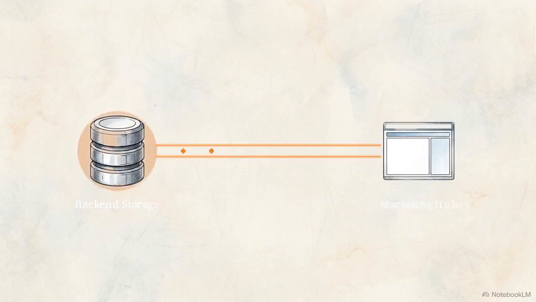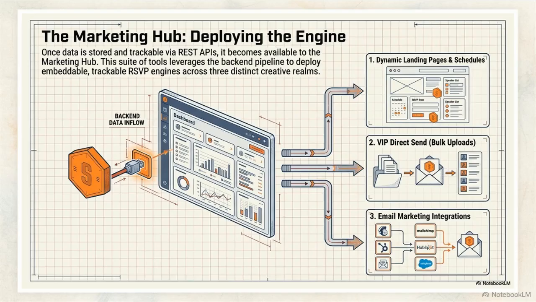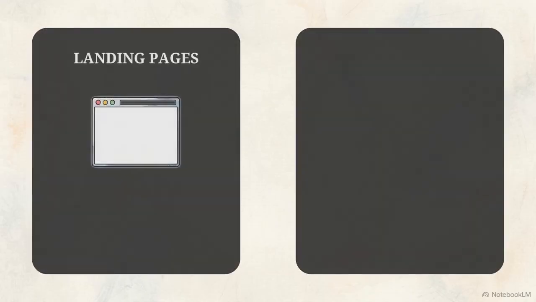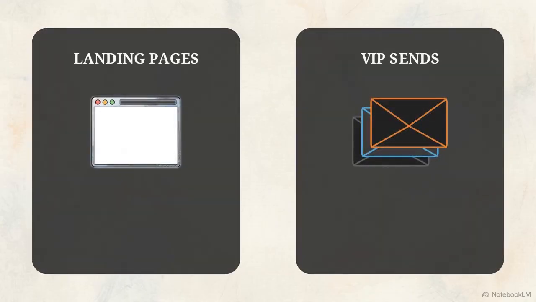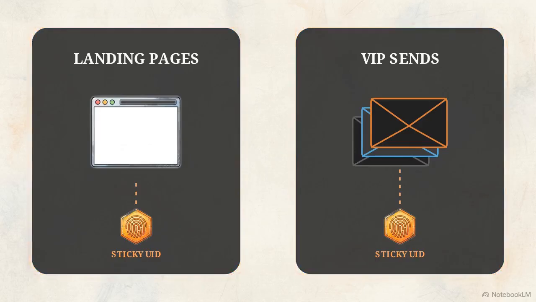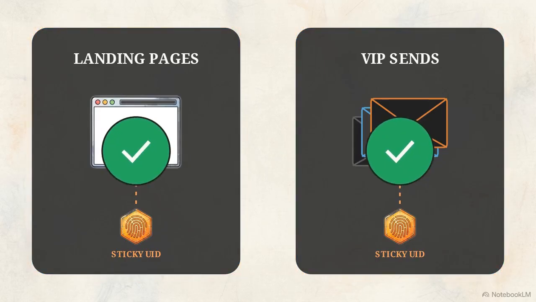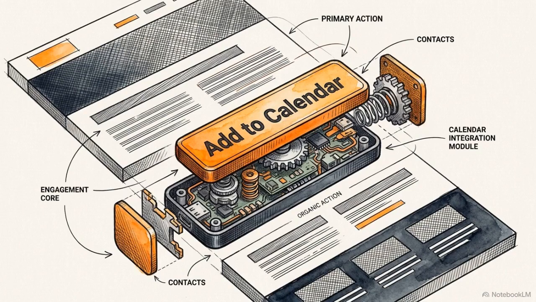With the backend database mechanics established, the data is ready for front-end deployment through the centralized marketing hub. The hub takes that highly structured backend data and feeds it outward into 3 very distinct distribution channels. The first 2 pillars are dynamic landing pages and VIP bulk sends. These are standard workflows, but they are now fully trackable because they run on our API architecture.